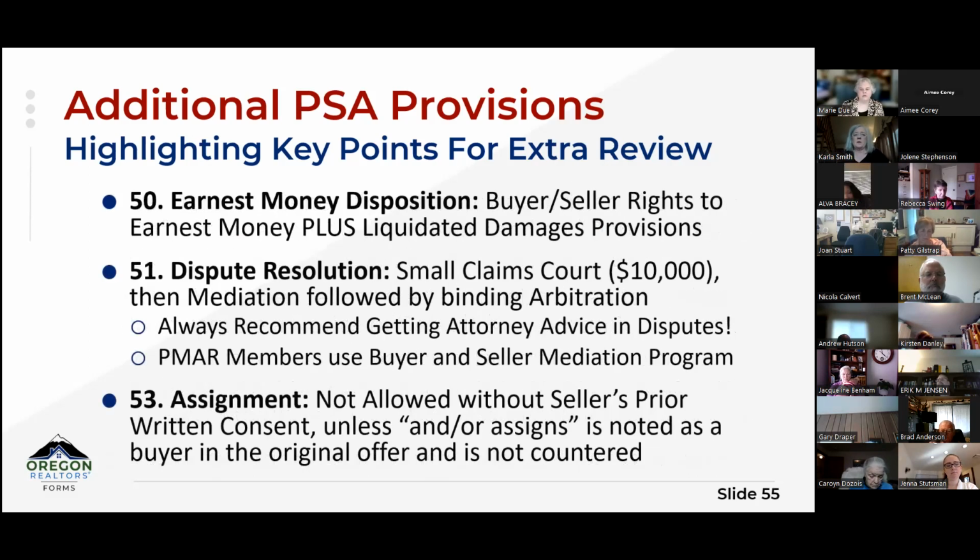Earnest money disposition. Buyer and seller rights to earnest money plus liquidated damages provisions. That is in there. Again, read through these things and make sure that you understand. Dispute resolution, small claims court, then mediation, and then binding arbitration. Always remember getting an attorney's advice in disputes. And then just a side note that if you're with PMAR, which is the Portland Metro, they use the buyer and seller mediation program. So that's written into the contract. And then assignment not allowed without seller's prior written consent and or assigns.